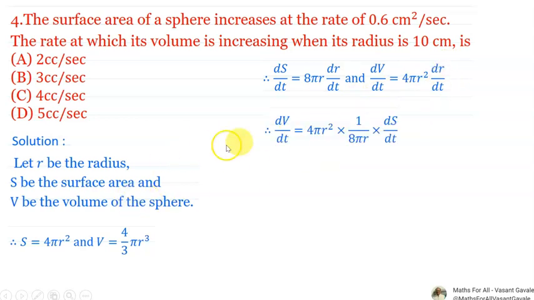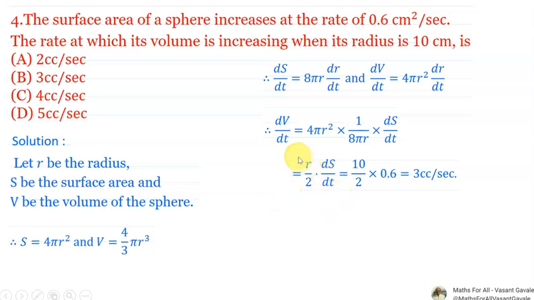Okay. And therefore here for dV/dt, we will express this dr/dt in terms of dS/dt, because we are given that the surface area of the sphere increases at the rate of 0.6 centimeter square per second. Therefore, dr/dt equals 1 upon 8πr into dS/dt. And hence, dV/dt equals 4πr² into 1 upon 8πr into dS/dt. After simplification, you will have r/2 into dS/dt.